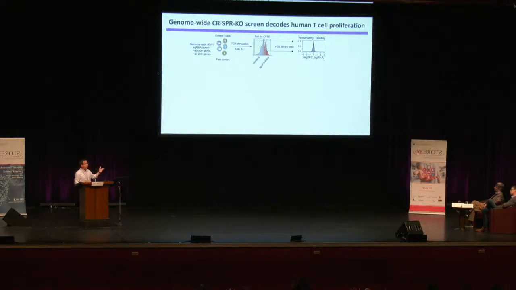So when I show you the log-fold change values, positive values will mean that this guide, this knockout, is enriched in the dividing cells.